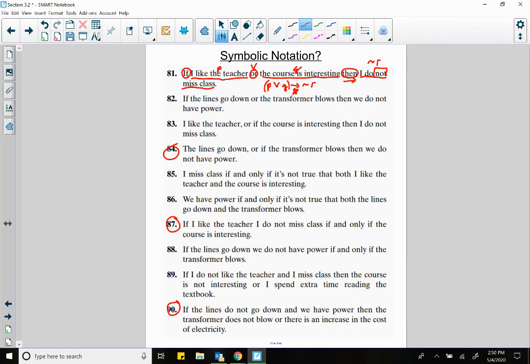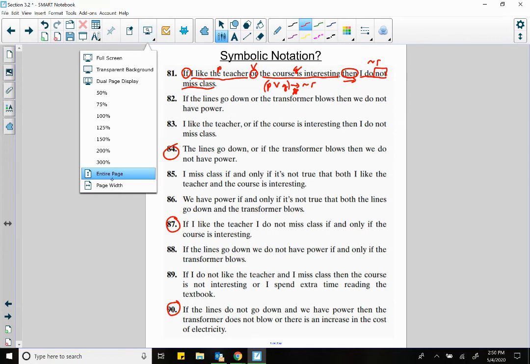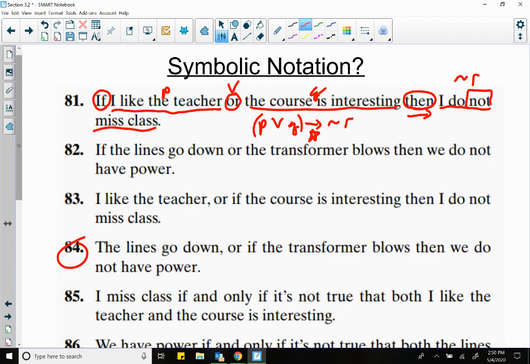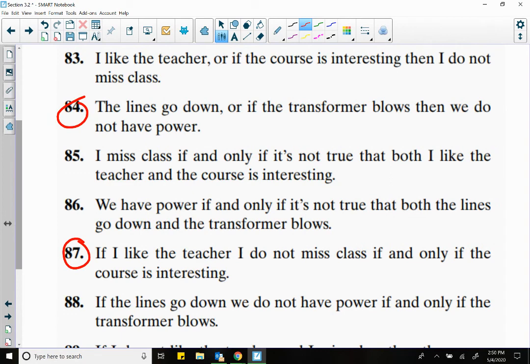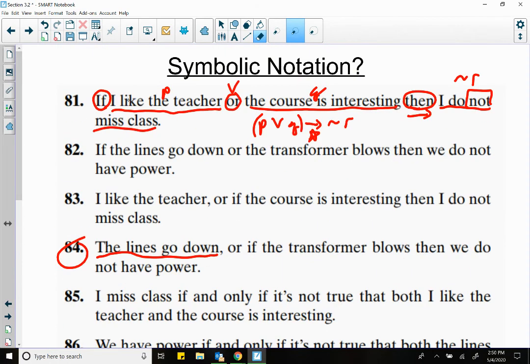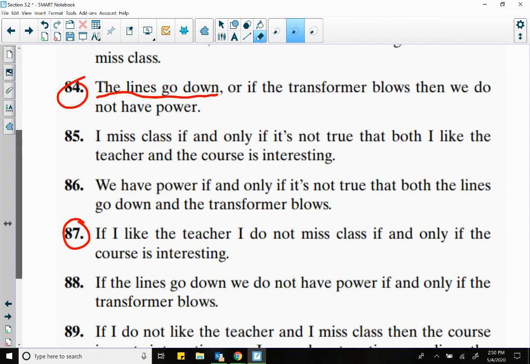Okay. So, I'm going to zoom back in on this so that way we can come down and do some things. All right. So, number 84. The lines go down. And each one of these, the previous problem does not affect the following problem. So, up here, even though I said I like the teacher is P, if I see that down below here, it doesn't necessarily have to remain P depending on when it falls. Okay? So just because you named it P here doesn't mean down here it has to still be P. Okay? So the lines go down.